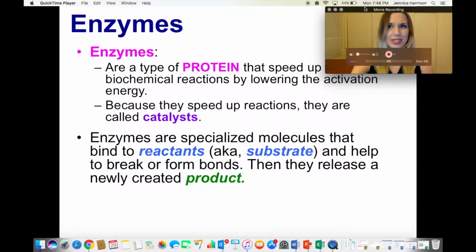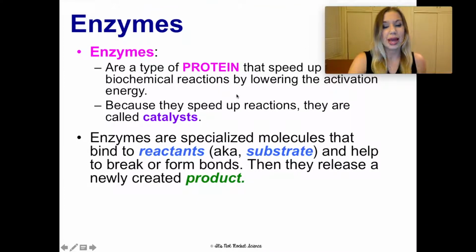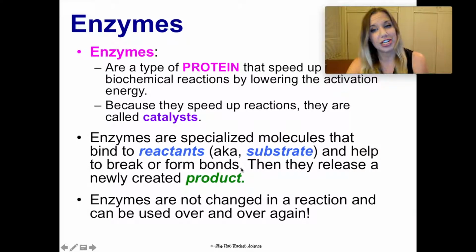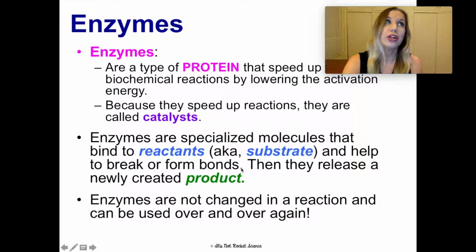And so what are enzymes? Enzymes are specialized molecules that bind to reactants, so remember the left side of the equation, and help to break or form bonds. And then they release a newly created product. And then just one really important tidbit, enzymes are not changed in a reaction and can be used over and over and over again.